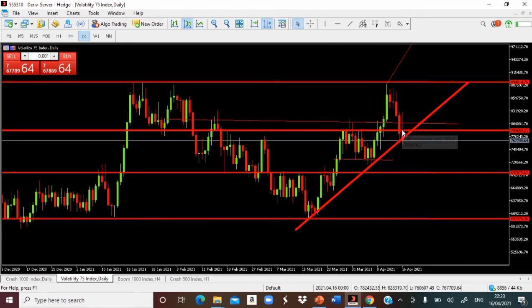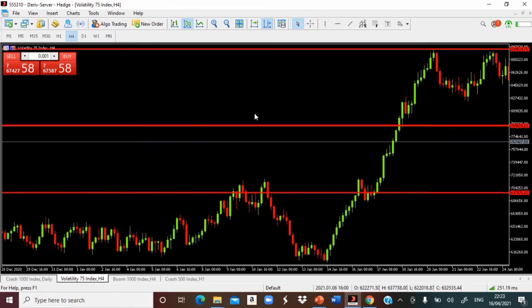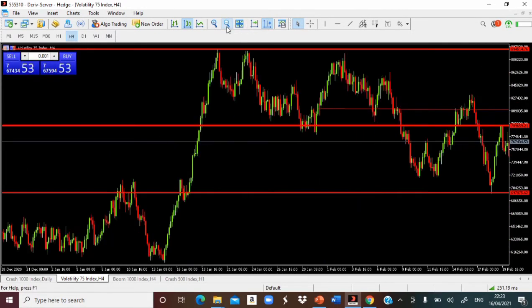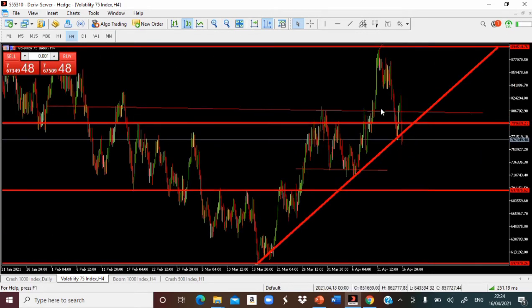This is the entry point. Now that you have used the daily time frame to draw, you can come back to a smaller time frame for an entry. If you want to enter this market, you can now be monitoring this market with a smaller time frame.